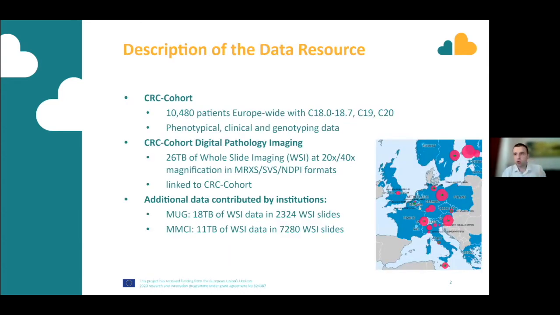The CRC cohort is a relatively large colorectal cancer cohort that is spanning the whole Europe with more than 10,000 patients with different relevant diagnoses. And it contains phenotypical, clinical, and limited genotyping data. And for about half of the patients, it contains also histopathological imaging data. And this is where I saw this overlap with the EXA demonstrator.